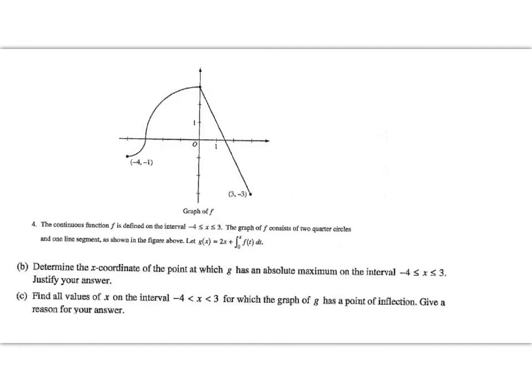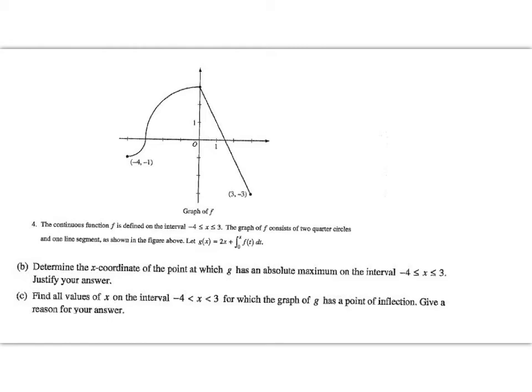We are to determine the x-coordinate at which G has an absolute maximum. Okay? Well, let's think about this. For part B, the absolute maximum occurs at a critical point. Well, where could that be? That could be at endpoints, or it could be at a point in the middle where the derivative is 0. So where could those things possibly be?